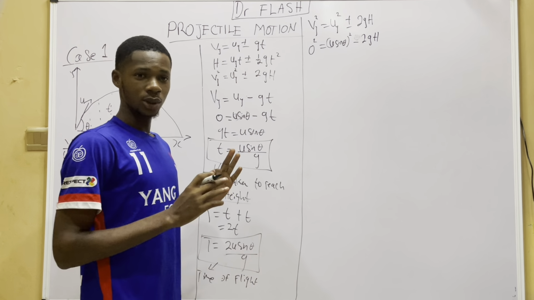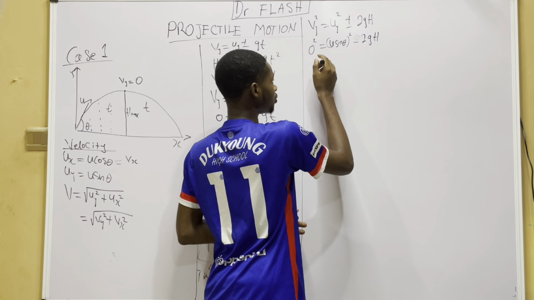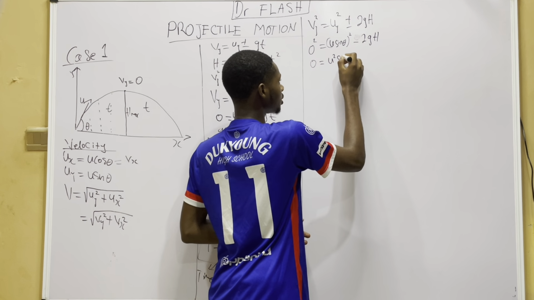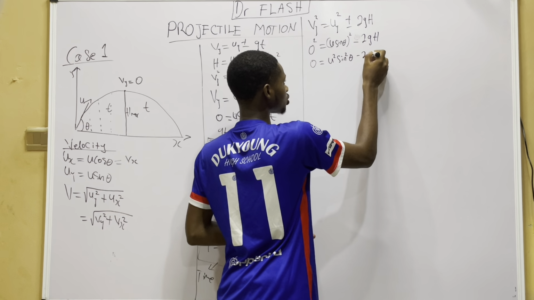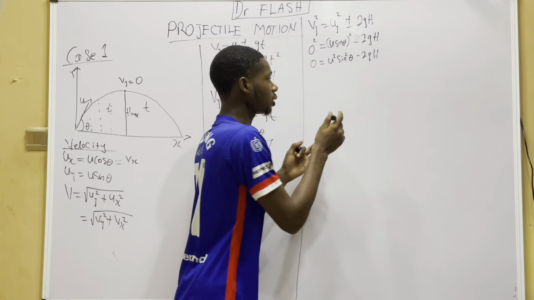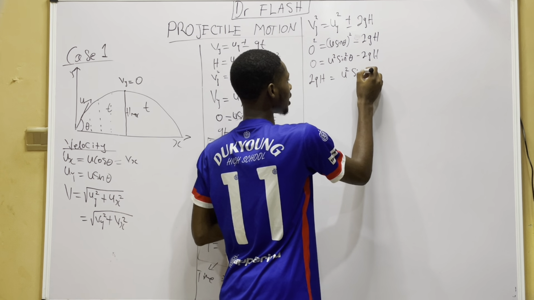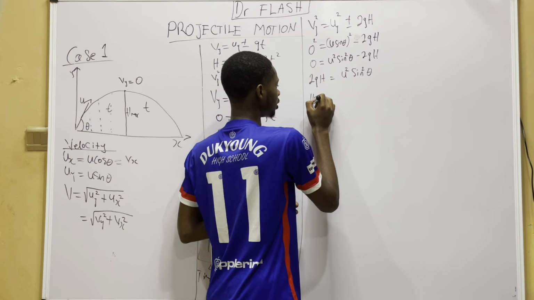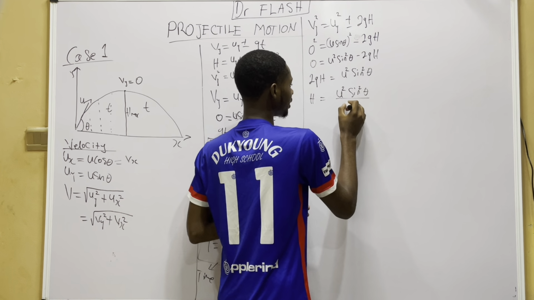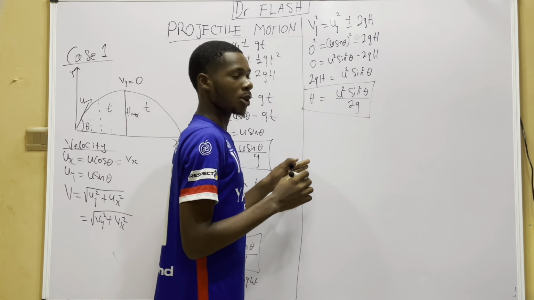So from here we can simplify. We're done with physics here. We just want to go into the maths. Now 0 squared gives you 0, so we're going to have 0 equals, expanding these brackets, u squared sine squared theta minus 2gh. Making h the subject, we make 2gh the subject first. So 2gh equals u squared sine squared of theta, and then h is equal to u squared sine squared of theta divided by 2g.